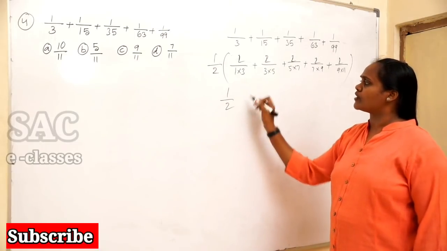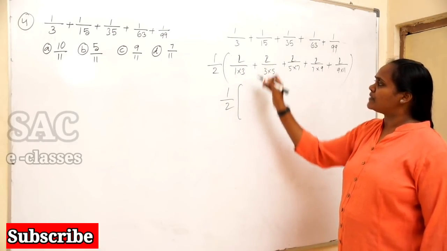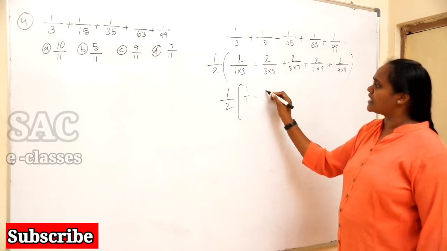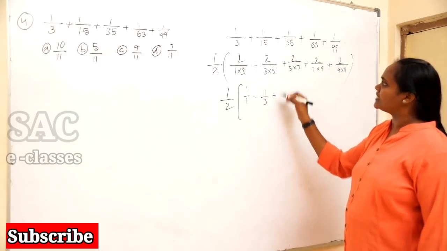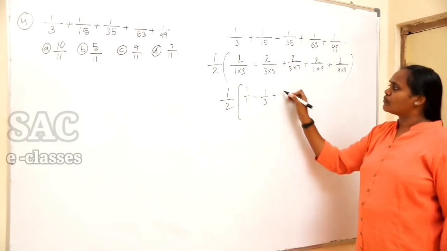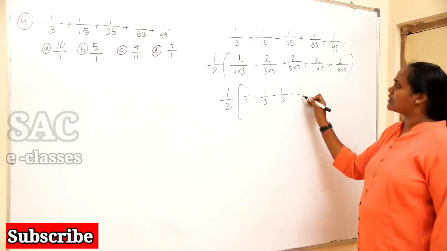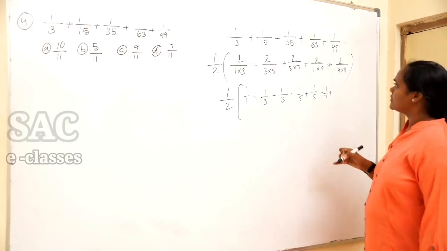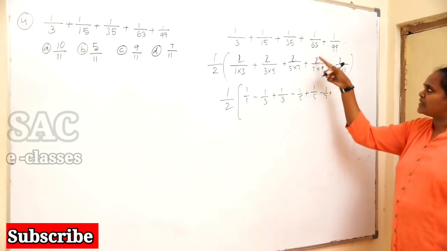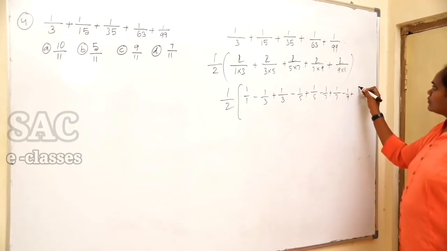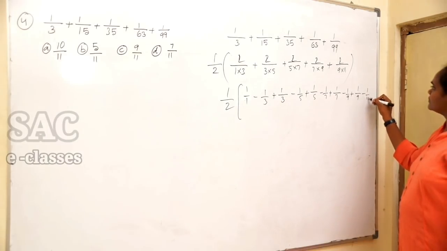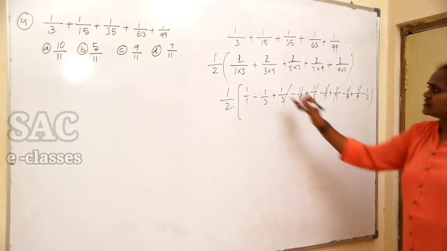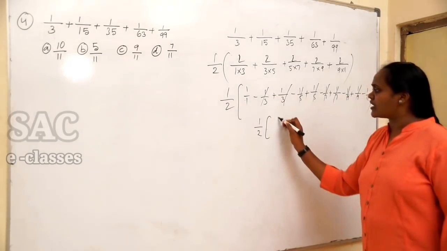So in what way can I write? 1/2 into, and now split it. In what way can we split it? 1/first number minus 1/second number. Plus, how can you split this one? 1/3 minus 1/5 plus 1/5 minus 1/7. Can you split this one? 1/7 minus 1/9 plus 1/9 minus 1/11. All cancel. Only the first term and last term are left.